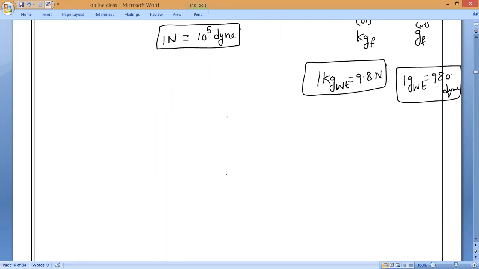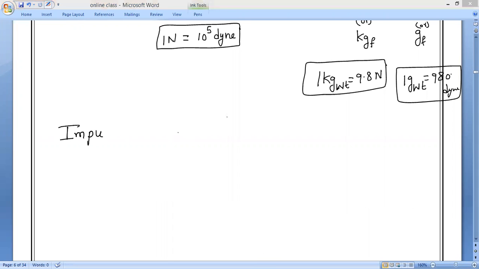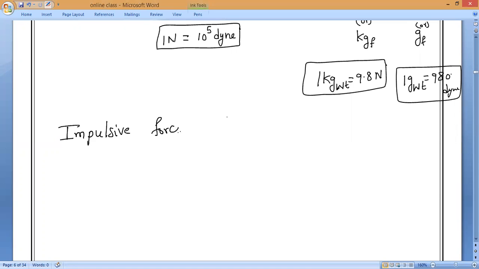Any doubt? Now, in today's class, we are going to continue from the last class. That is impulsive force and impulse. Those who did not understand the last class and those who are incomplete, you can write. Impulsive force and impulse. Shall we start, everyone?